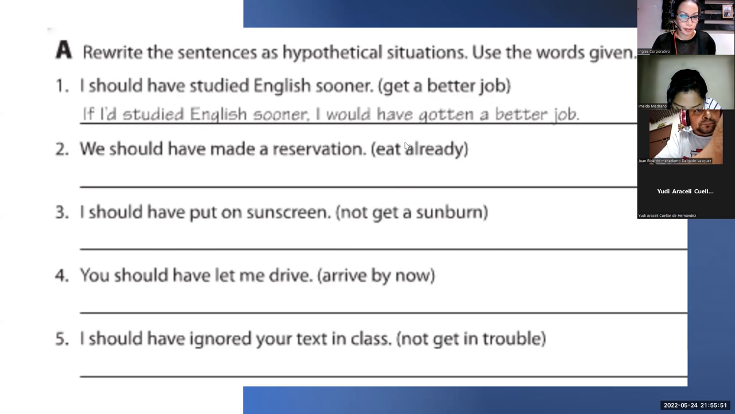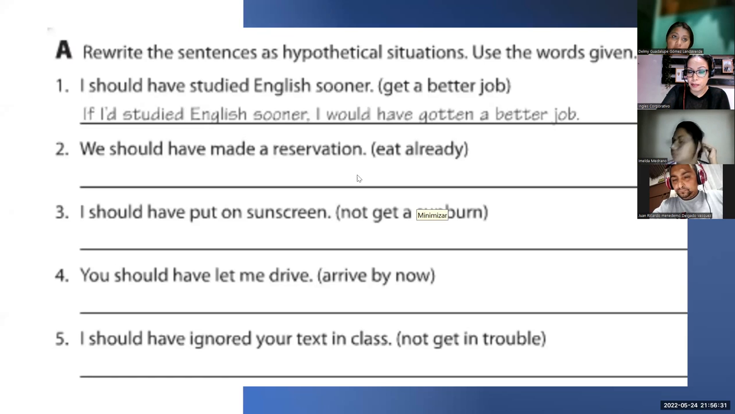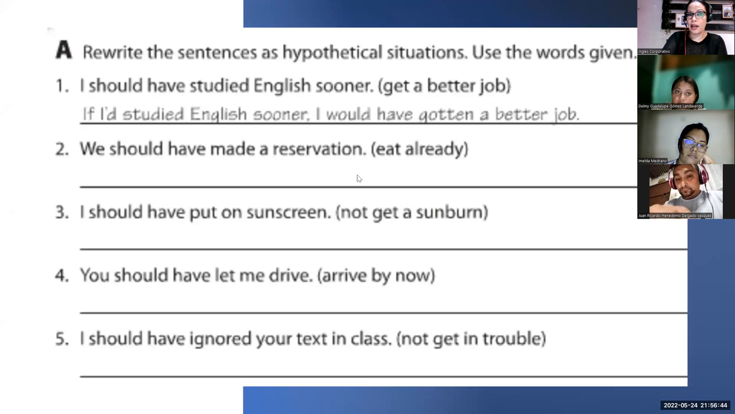Have you finished? I volunteer to share the answer for number two. Tell me, thank you so much. If we were to make a reservation, we could have eaten already. Uh-huh. If we had made a reservation, we could have eaten already. Thank you so much. Excellent job, Delmi. Thank you so much for sharing.